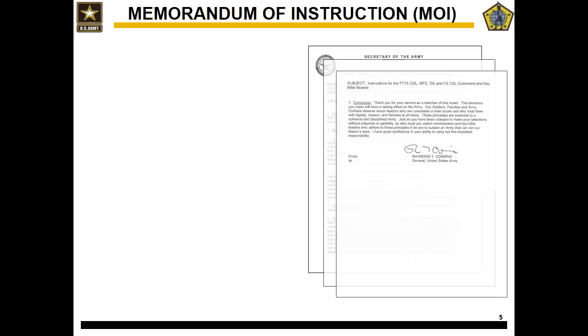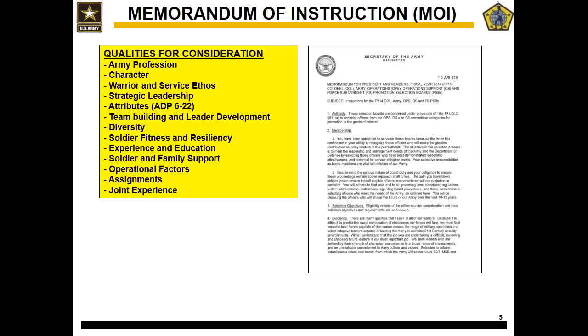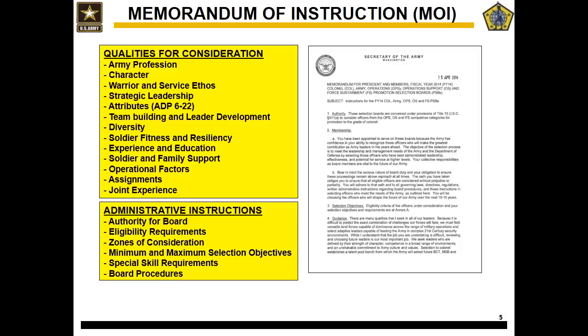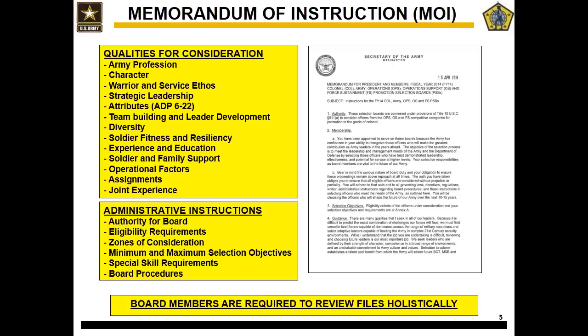The MOI is divided into 2 parts. The first part contains guidance on qualities the board should consider when reviewing each officer's file, such as character, diversity, education, and assignments. The second part contains administrative instructions, such as zones of consideration, selection objectives, and board procedures. It's important to note that the MOI does not prioritize or weight qualities for consideration. Board members are instructed to review officers' files holistically.